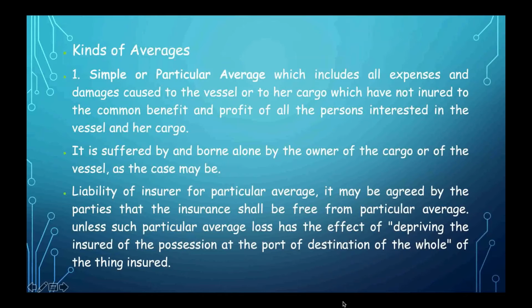the case may be. Liability of insurer for particular average may be agreed by the parties that the insurance shall be free from particular average, unless such particular average loss is the effect of depriving the insured of the possession at the port of destination of the whole of the thing insured.